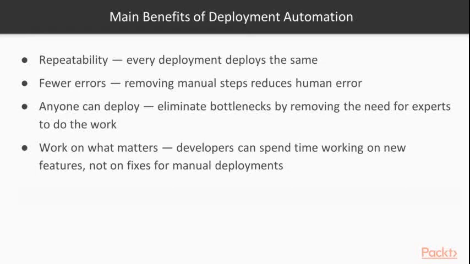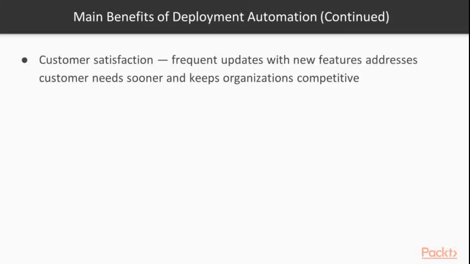Also, when we have automation in the enterprise, we have higher customer satisfaction, because frequent updates with new features address customer needs sooner and keep the organization competitive. So it connects with work on what matters. So developers ship something that is used by customers and customers are satisfied and happy.